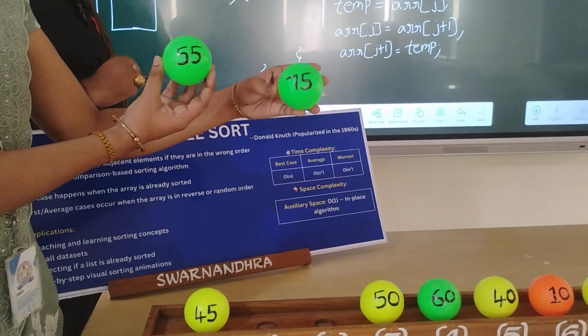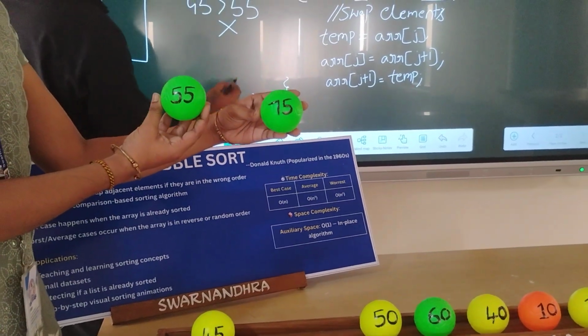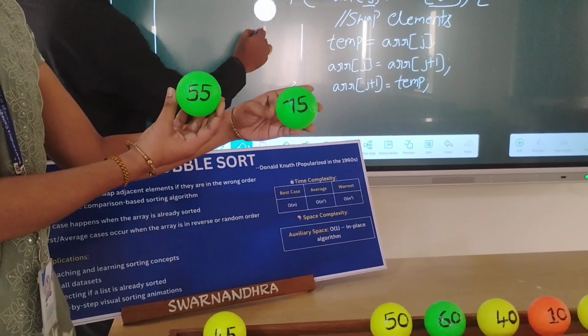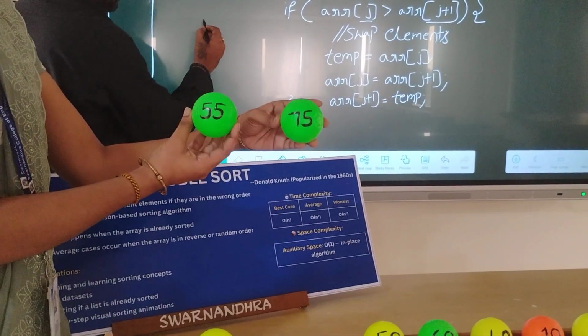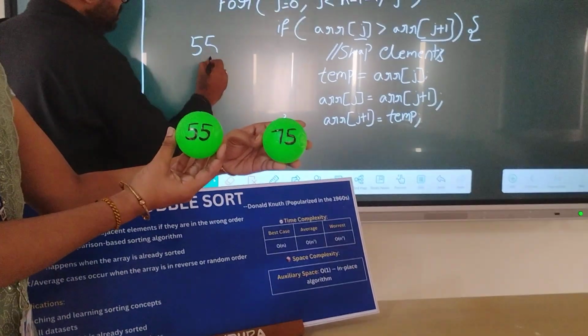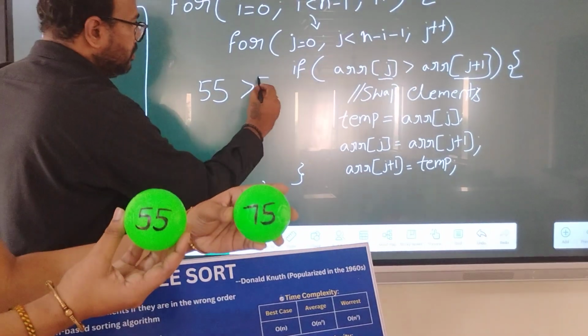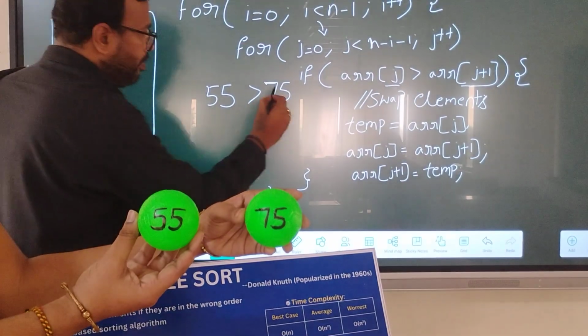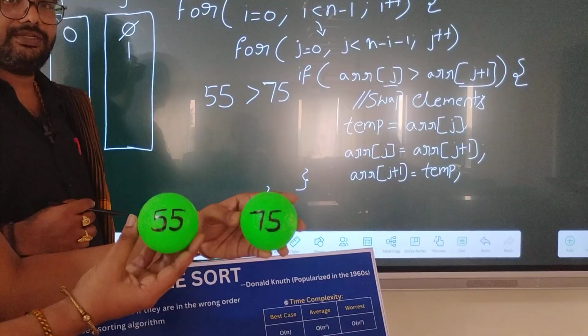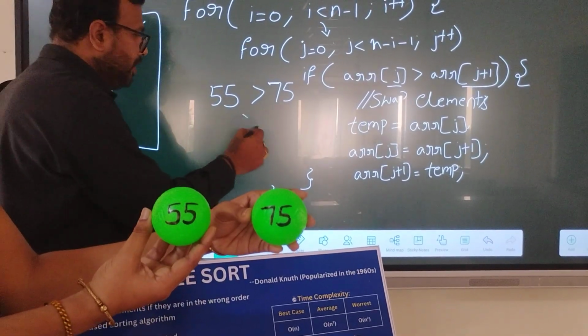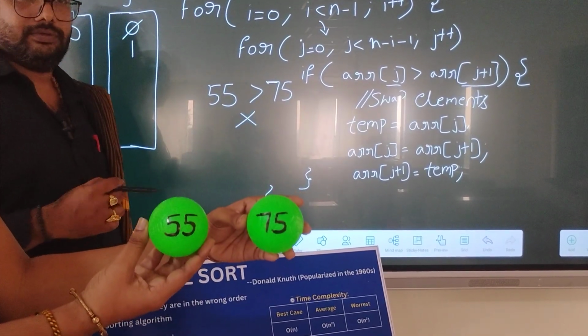Now what are the values? 55 and 75. Is 55 greater than 75? Is this condition true or false? False. False means they are already sorted, so no swapping.